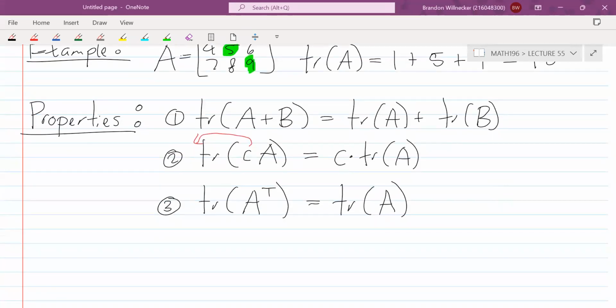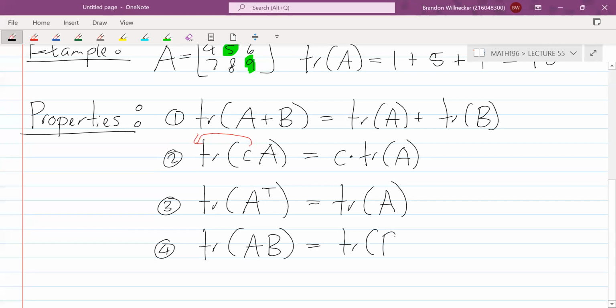Then number 4, the trace of A times B is equal to the trace of B times A. So if A and B are both square matrices, which means you can do left multiplication and right multiplication, it doesn't matter what the order is, the trace remains the same. So A and B, you can swap them.